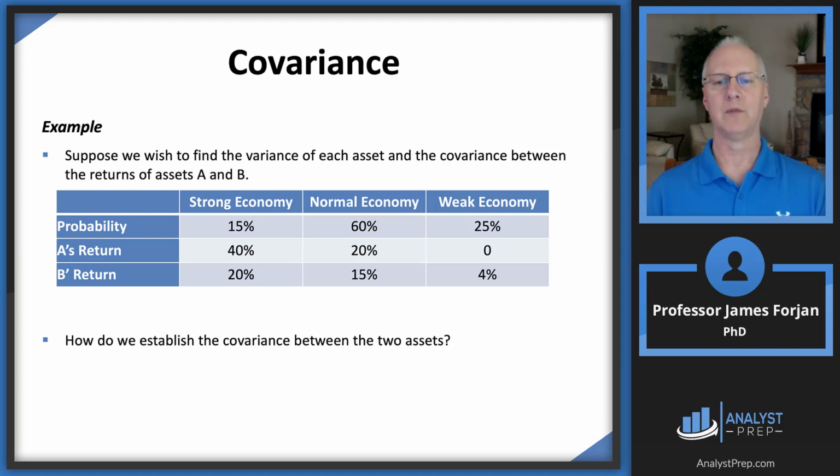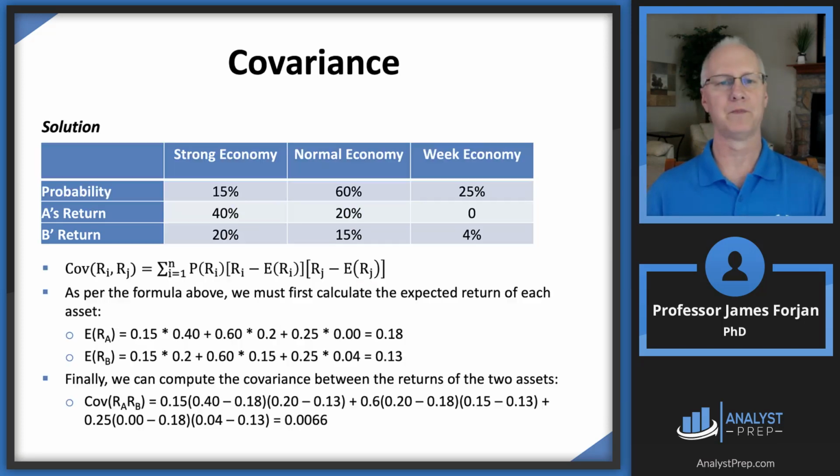How can we compute the covariance between these two assets? Here's what we want to decide. Do these two assets move together? In other words, if there's a strong economy, do they move in tandem? If there's a weak economy, do they move in tandem, or do they move in opposite directions? That's really what we're trying to do with covariance. Covariance measures the strength and the direction of a relationship.